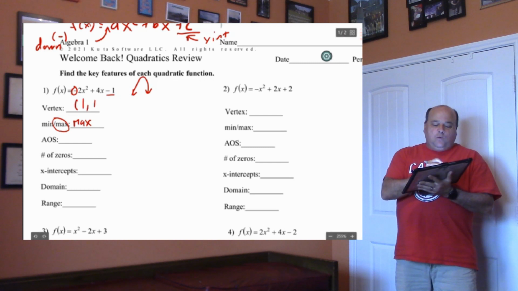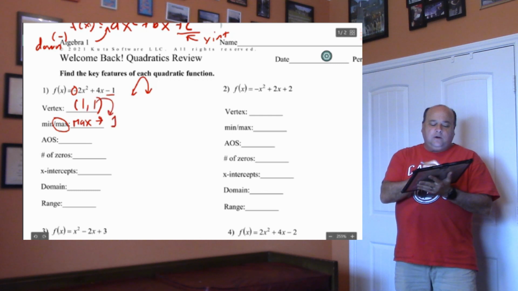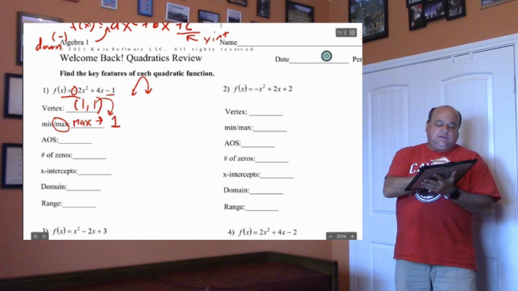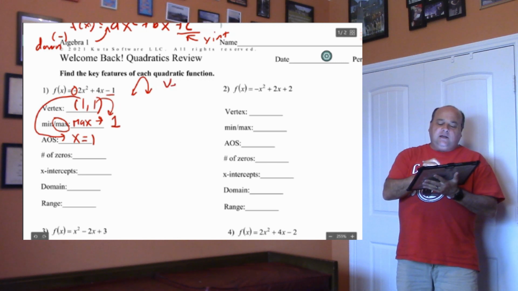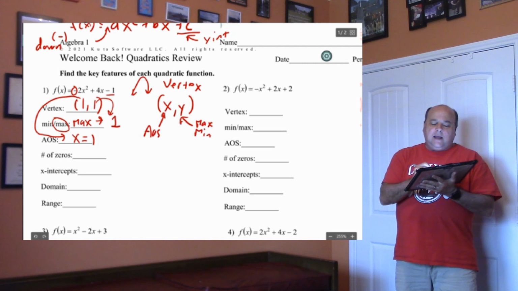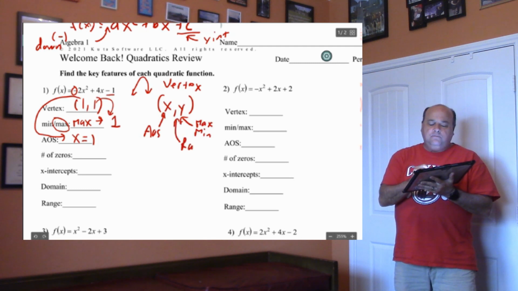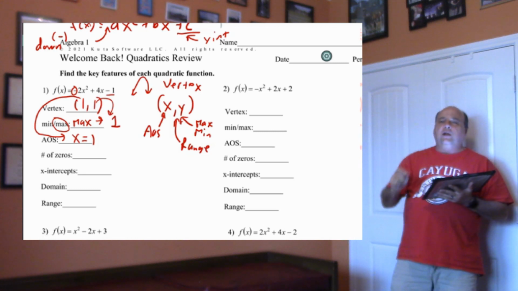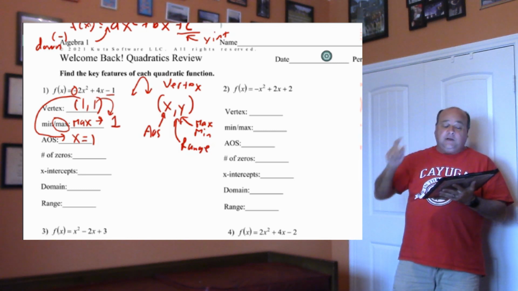So my vertex is at 1, 1. It's a maximum, and the max value is this number right here. The maximum value is 1. The axis of symmetry is going to be this number right here, x equals 1. So in your vertex, x, y, this number is your axis of symmetry. This number is your max or min, and it goes to the range. The y number is going to go to your range. Your vertex is a really important point. It has all those attributes in it, right?